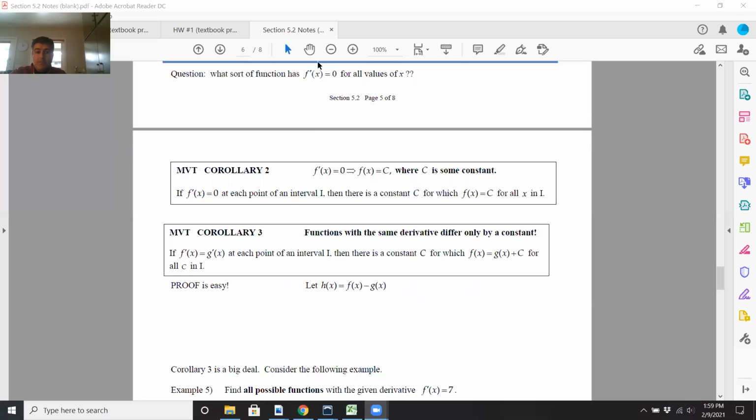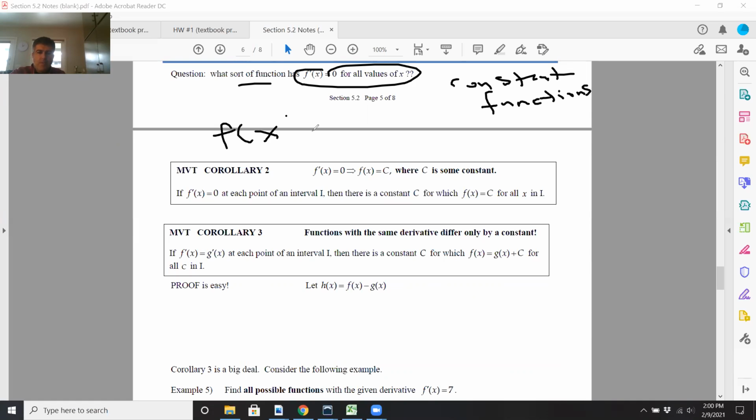Now, what if your derivative is 0? What kind of functions do you have? What sort of function has this happening for all values of x? Constant functions. Say, for example, f of x equals just 4. The derivative is just 0, regardless of what you plug in for x. That's something else to keep in mind. And that's the next corollary. If your derivative equals 0, then your function is a constant, which we call C. Or if f prime of x equals 0 at each point in the interval, then there's a constant C for which f of x equals C for all values of x in that interval.